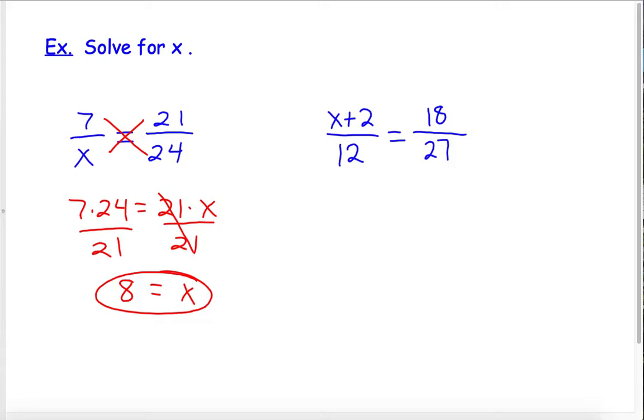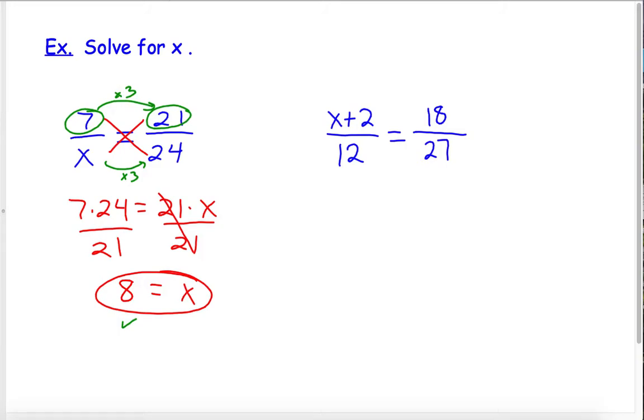Now there is a shortcut sometimes. I noticed when I looked at these numbers that 7 times 3 equals 21. So what times 3 would equal 24? 8. Doesn't always work, but sometimes it's a nice shortcut for you. That doesn't work in this case because 12 times what is 27? That's not an integer answer, so maybe you're going to have to multiply this out.